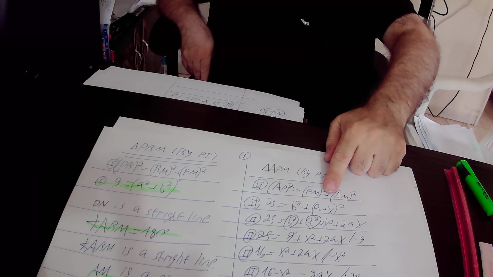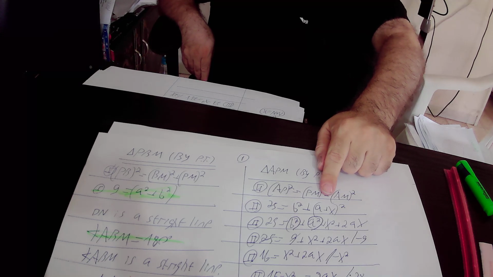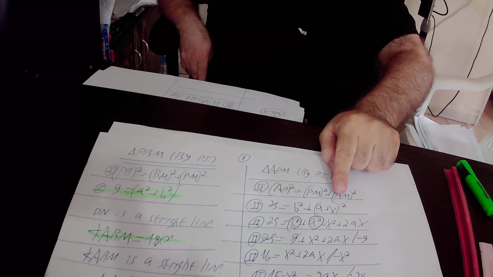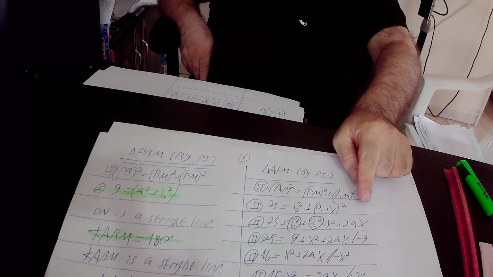So we open the brackets on this side of equation number 2 and find that 25 equals B square plus A square plus X square plus 2AX.